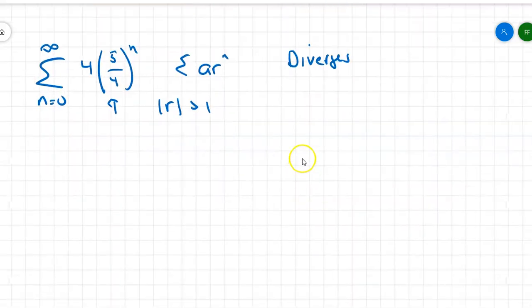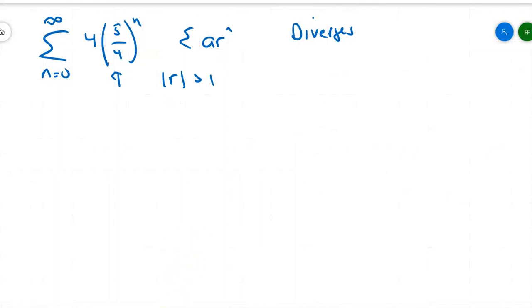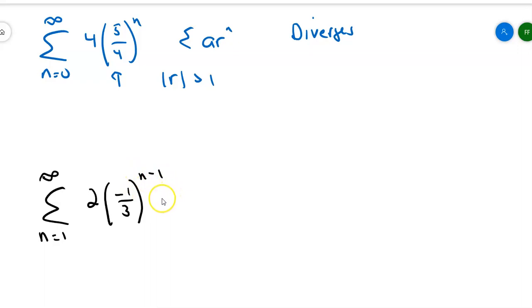Okay, let's take a look at one more of these. This one is a little bit different because I'm going to look at the sum from n equals 1 to infinity of 2 times negative 1/3 to the n minus 1. Now, is this geometric? Sure it is.